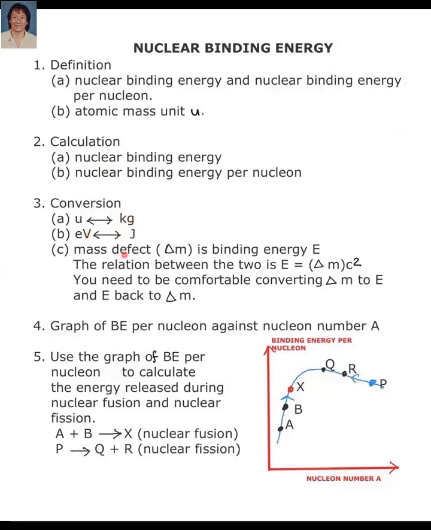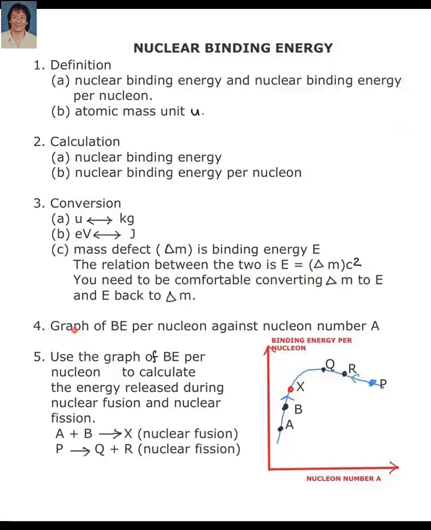Mass defect is binding energy. The relation between the two is E equals delta M C squared. Delta M is your mass defect. You need to be comfortable converting delta M to E and E back to delta M.